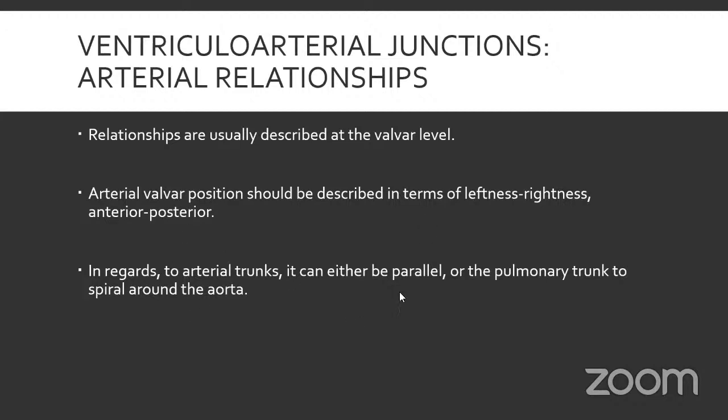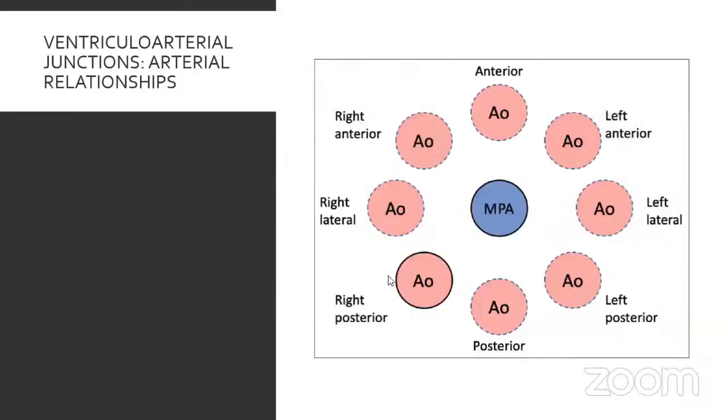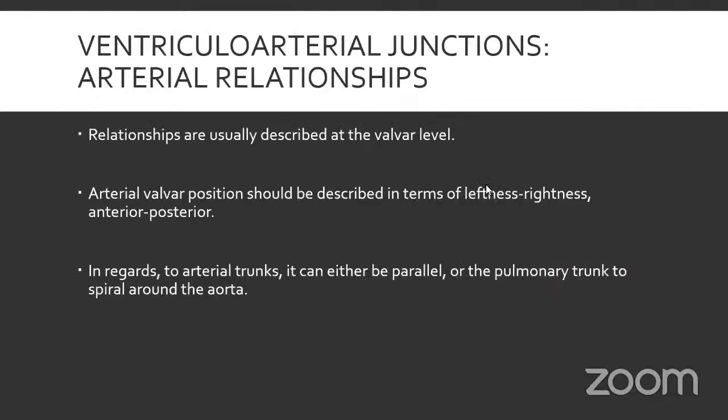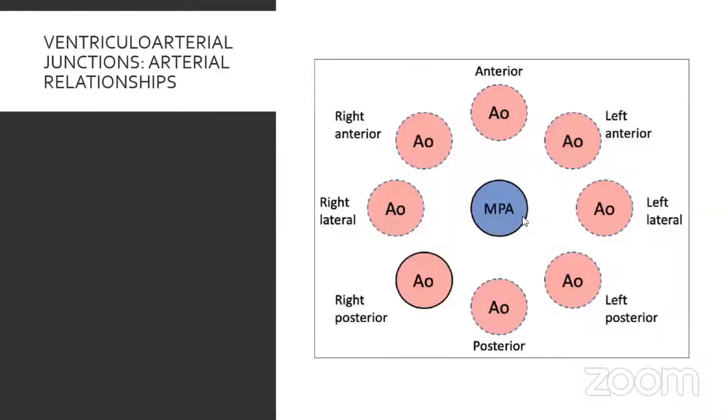The trunks themselves can be either parallel or the pulmonary trunk can spiral around the aorta. So these are the possible 8 outcomes. If you basically take any of these terms and put them with each other, you'll have these outcomes of aorta in relation to the main pulmonary artery. And you need to remember, as we discuss further, that all of these are independent of the morphology of the ventricle or the arteries in themselves.